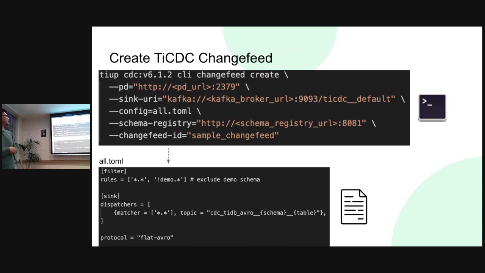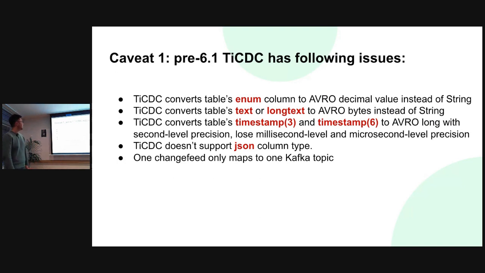This is an example of how we create a change feed so that TiCDC knows which tables to stream from TiDB. You can see we have a Kafka cluster URL here, we have the schema registry, and we have a filter, which is the rule. Here the filter says I would stream all the tables except the tables from the demo schema. The sink says I want to name the Kafka topic with this naming pattern, so we have the TiDB schema name and table name in the Kafka topic name. The protocol is Avro because we've been using Avro for Debezium as well, and Avro has schema evolution support.